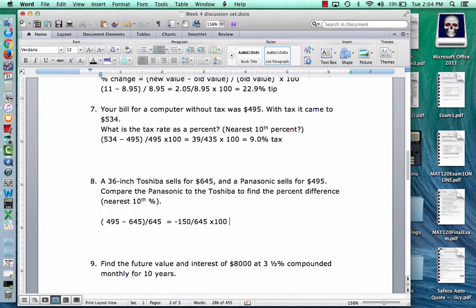Okay, and to the nearest tenth, 23.3. So you can either leave the negative, or I'm just going to give the context, it's a better way of writing this: 23.3% less because the Panasonic is cheaper than the Toshiba.